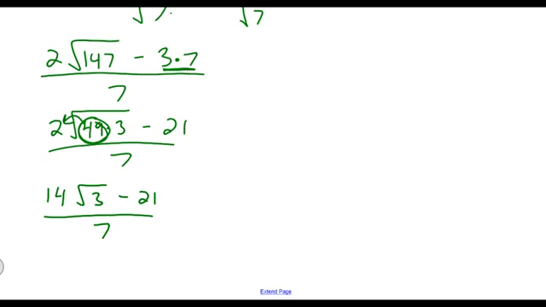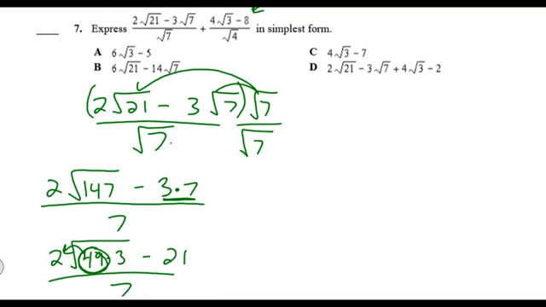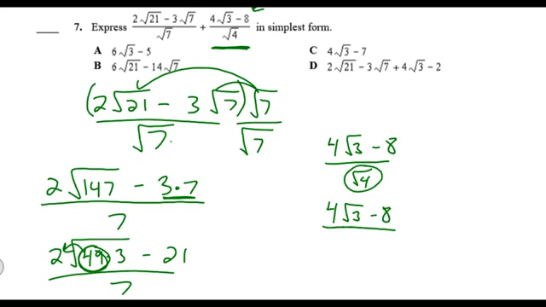Now let's bring in the other part of this equation, right? So let's simplify this part of it now too. So we had 4 root 3 minus 8 over the square root of 4. Well, I could rationalize this. I could multiply both sides by root 4, but I don't need to. I know what the square root of 4 is. So I'm going to rewrite this as just 4 root 3 minus 8 divided by 2, right? I don't need to keep that as root 4. That's just 2.